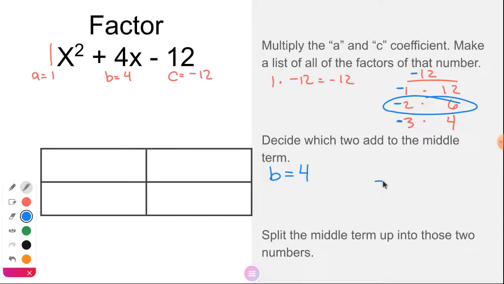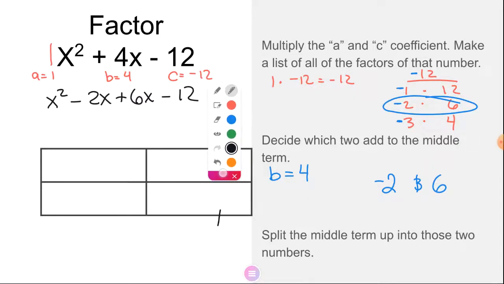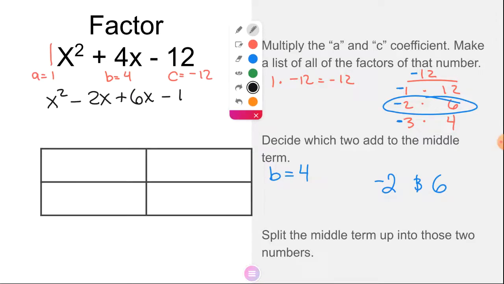So we're going to have a negative 2 and positive 6. Okay. So when we split up our equation, we get x squared minus 2x plus 6x minus 12. We're going to use that to fill in our box. So we get x squared, negative 2x, positive 6x, and a negative 12.